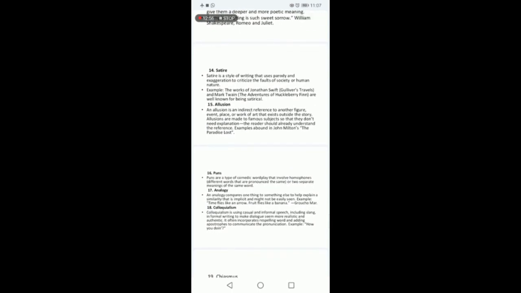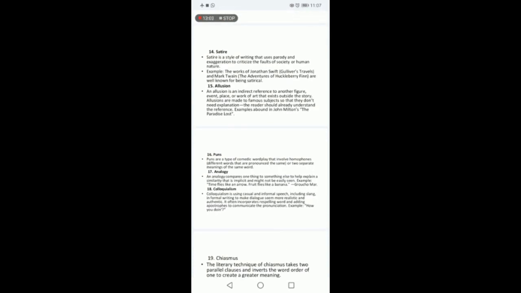And they have allusion, a direct or indirect reference to another figure that exists outside the story you're talking about. Allusions are made to famous subjects so that they don't need explanation. For example, when you read some of these texts, Chimamanda Ngozi Adichie's Half of a Yellow Sun, there is a lot of allusion to words that are used to refer to the Nigerian civil war or Biafran war.